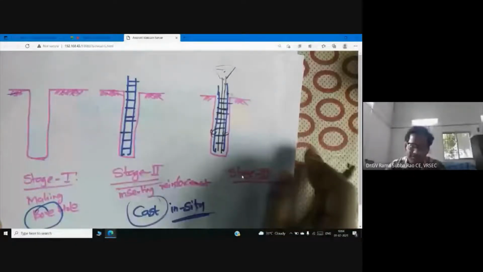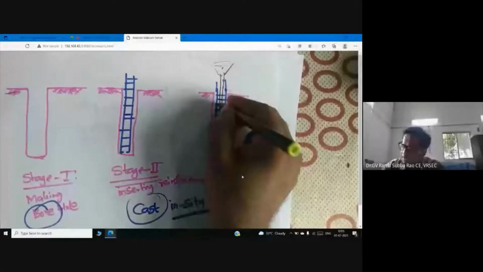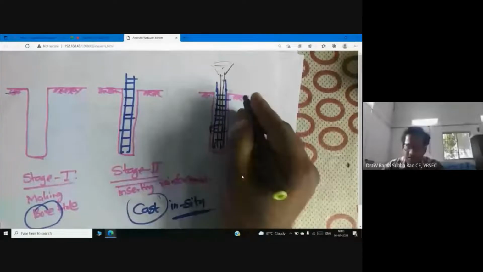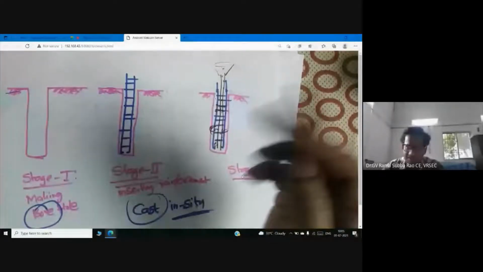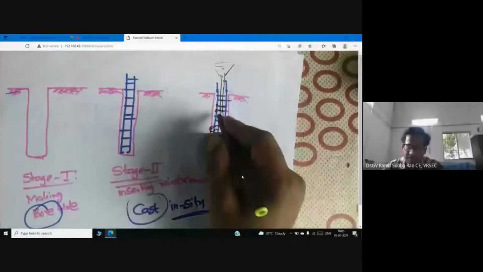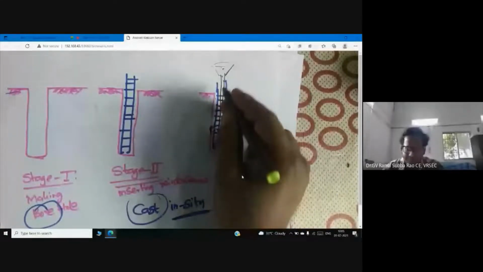So now you can see pouring concrete, so that without worrying about the compaction of concrete, the tremie can allow that.